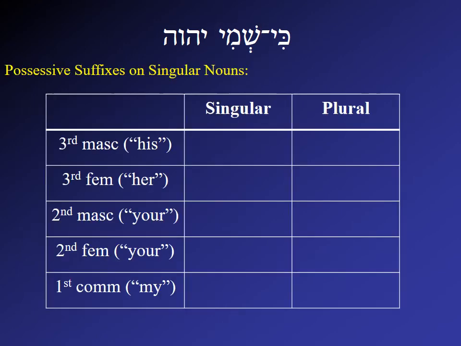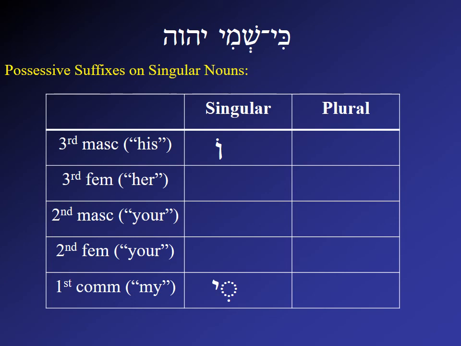Okay, we're going to have a chart eventually that will have possessive suffixes on singular nouns. Note that the noun is singular, so this is name and not names. So the suffixes will be slightly different depending on whether the noun is singular or plural. So here we have the third masculine singular on a singular noun is o, which we have known before. So his name, shemo. And the first common singular, my, is hirek yod, which we've learned, shmi, my name. His name, shmo, my name, shmi.